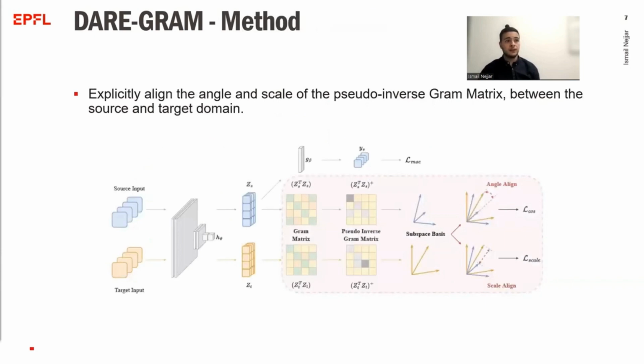Taking into account the discrepancy in scale and angle between the source and target features, our method focuses on aligning the subspace spanned by the columns of the pseudo-inverse gram matrix. We achieve this by utilizing the cosine similarity between the columns of source and target features to align the subspace. Additionally, we minimize the distance between the truncated eigenvalues of the gram matrix to align the scale for both source and target domains. By incorporating these alignment strategies, we aim to mitigate the domain gap and enhance the performance of regression tasks in the unsupervised domain adaptation setting.